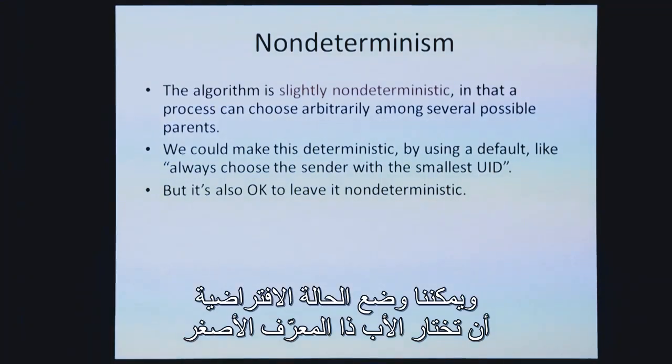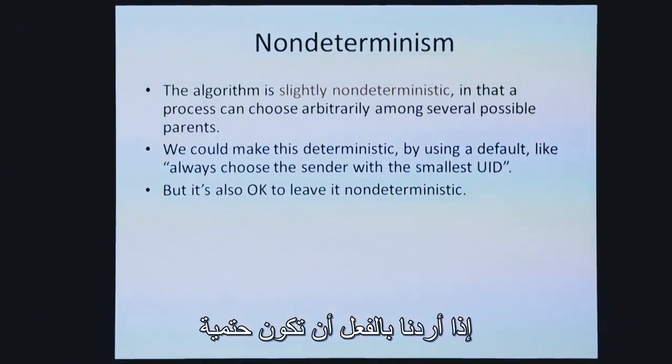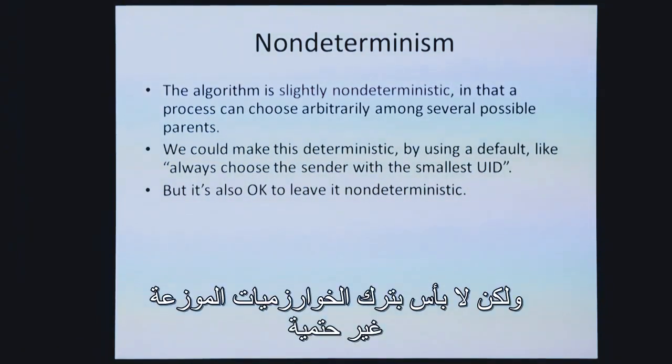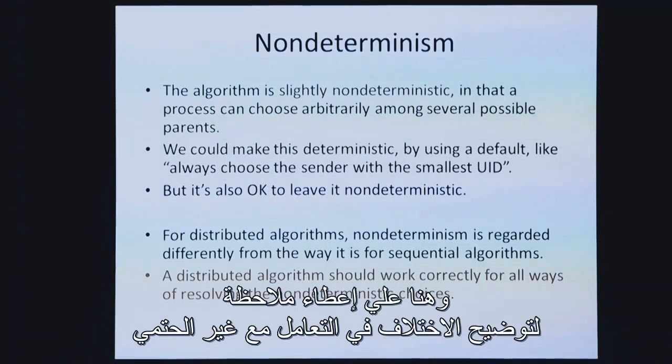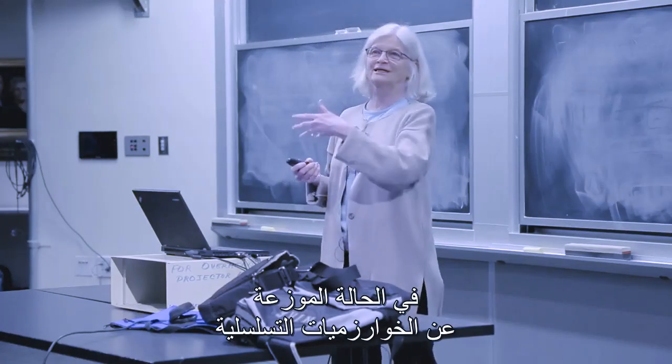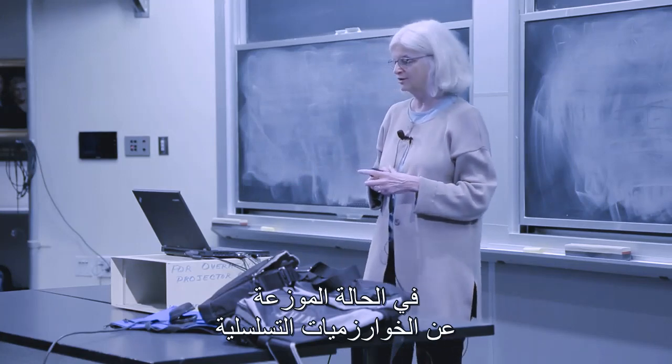And we could put in a default saying that it chooses the one with the smallest ID if we really want to make it deterministic. But it's also okay to leave distributed algorithms non-deterministic. And here I should make a remark that shows how differently non-determinism is regarded in the distributed setting from the way it is for sequential algorithms.